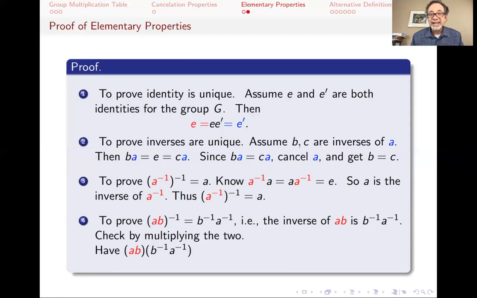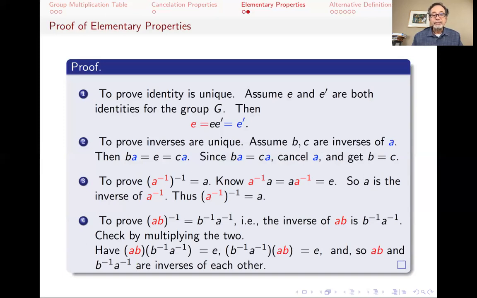B times B inverse is identity right in the middle. A times identity is A times A inverse, which is E. So you get identity. And if you multiply the other way, same thing happens. The A inverse and A in the middle cancel, give you E, and then E times B is B, and you get E again. And so AB and B inverse A inverse are inverses of each other, which means that AB inverse is B inverse A inverse.